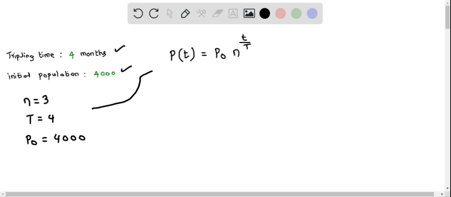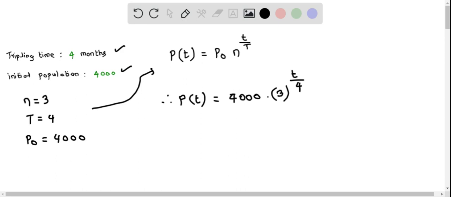So we say that P naught, which represents the initial population, is 4,000. So we plug all these values into this model. Therefore we get P of t equals P naught, replaced as 4,000, times n, which is 3, raised to the power of t, which represents the time, divided by capital T, which is 4. So I put 4 here.